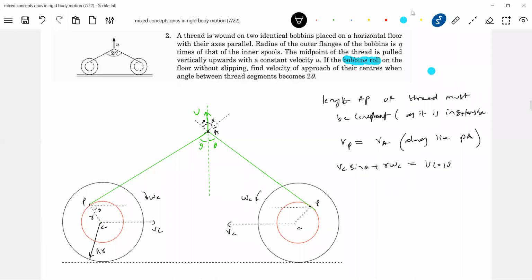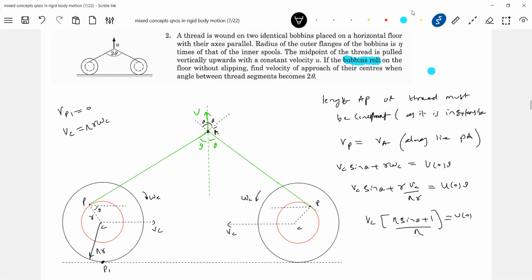After this we'll go for omega. What is omega? For pure rolling, there is one more condition. What should be the velocity of point P1? It should be 0. When will it be 0? When Vc is equal to eta R omega c. So what is omega c? You can write it as Vc by eta R. So Vc sine theta plus R omega c will be Vc sine theta plus Vc by eta, equal to U cos theta, as R gets cancelled. So Vc times (sine theta plus 1 by eta) equals U cos theta.